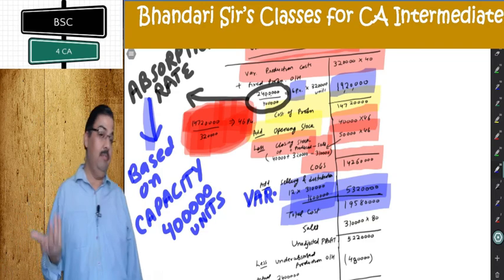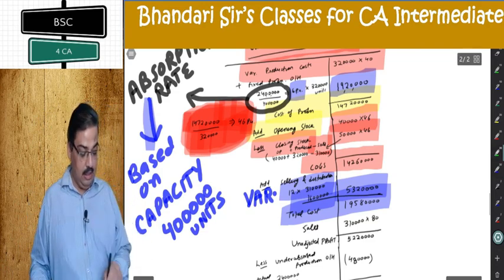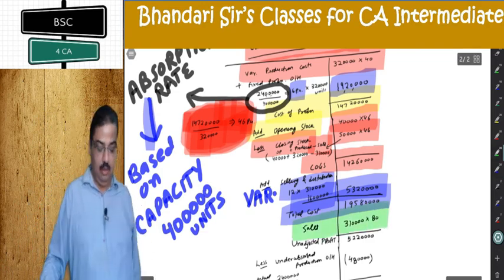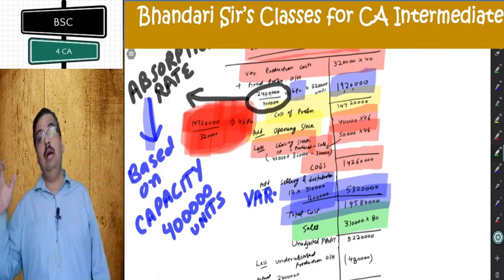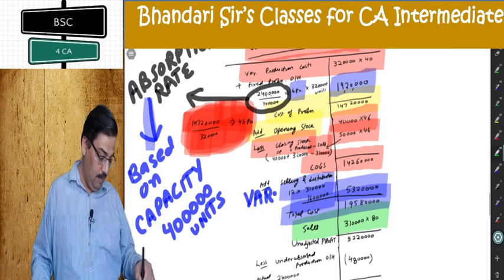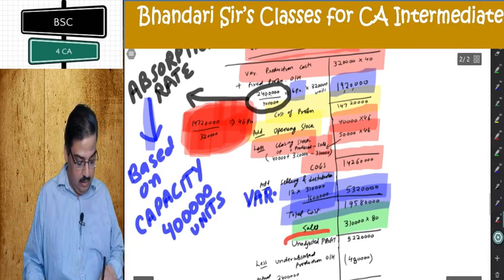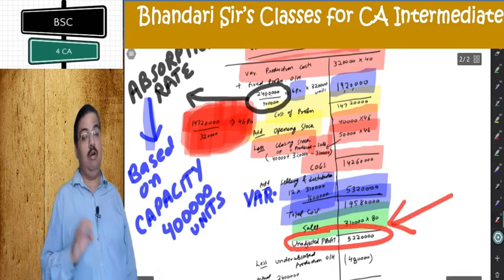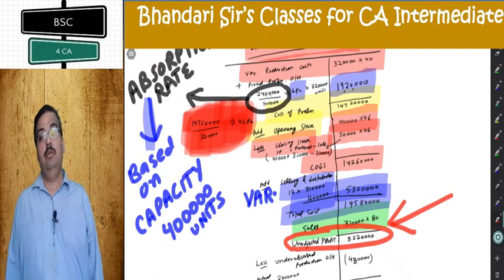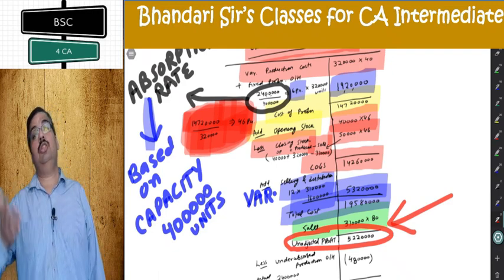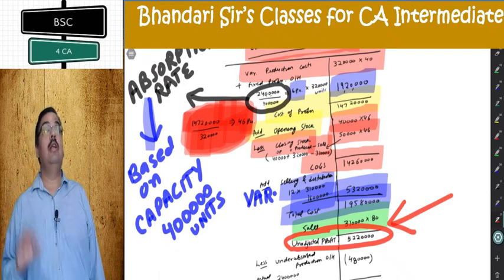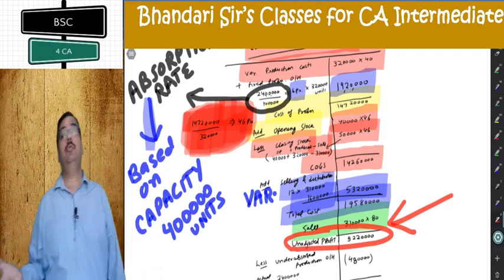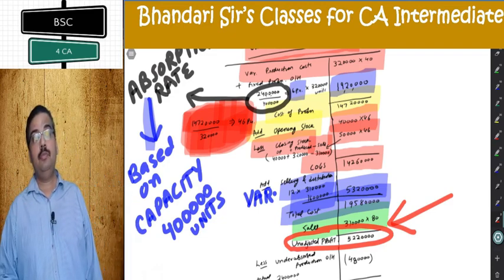Now sales are the same, 3,10,000 into 80. Sale does not change in any statement. So what I get? Unadjusted profits. That is the important figure that I am going to get. Unadjusted profit. This is one of the answers of this second statement. But no, we have to reach adjusted profit also. Unadjusted means under over absorption is yet to be adjusted.